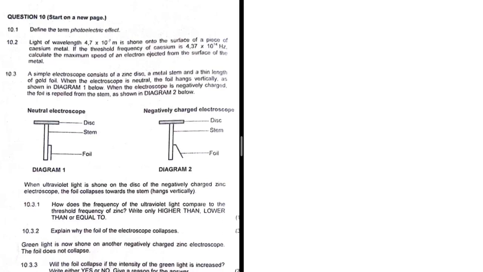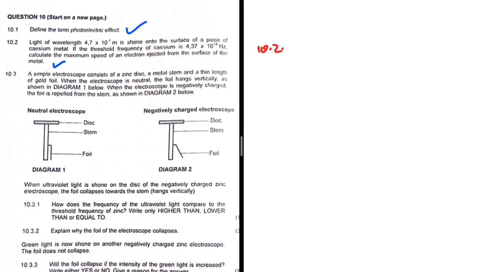We all know how to define the term photoelectric effect at this point. So let's just go ahead and do 10.2. Let's take a look at the question statement. Light of a wavelength 4.7 times 10 to the power minus 7 is shone onto the surface of a piece of metal. If the threshold frequency of the metal is 4.37 times 10 to the power 14 Hz, calculate the maximum speed of an electron ejected from the surface of the metal.